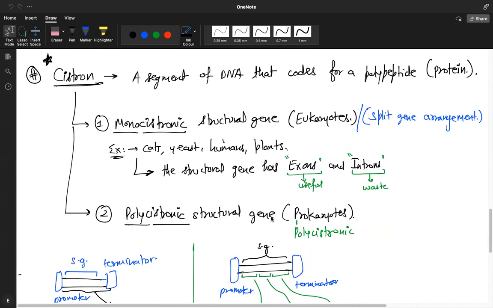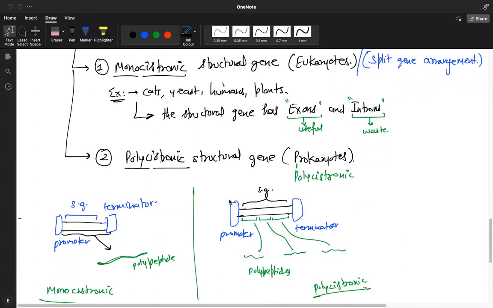So in a polycistronic gene arrangement, there is one single promoter under which multiple genes are packed, so there is one structural gene. The structural gene is continuous. If you ask me how many mRNAs are produced, and this is one question which was asked in NEET, you can write down, just add this point here.